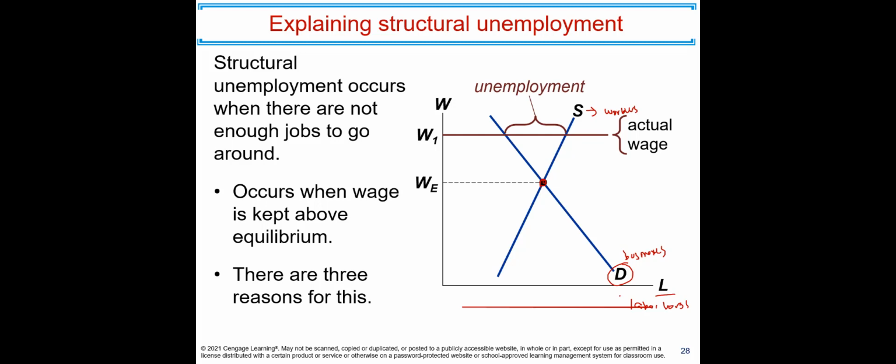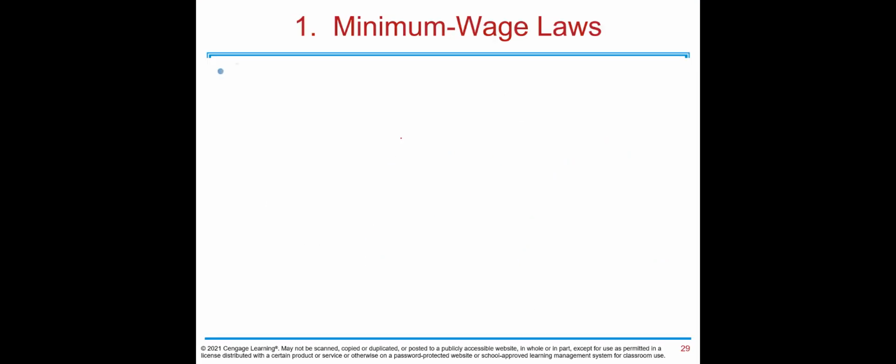Let's talk about the structural unemployment. So let's assume W1 is the actual wage, and now at that actual wage, demand is here and supply is here. As you see, it creates unemployment. That is the reason we have structural unemployment. There are 3 reasons the wages are set above the equilibrium wage.